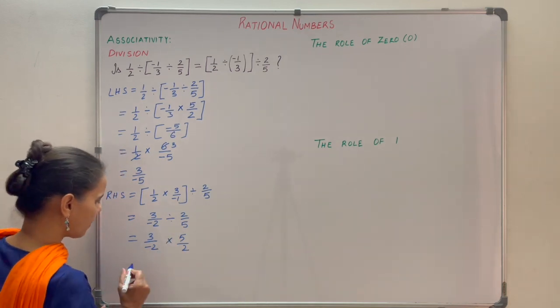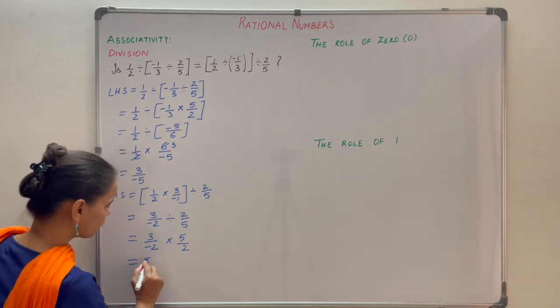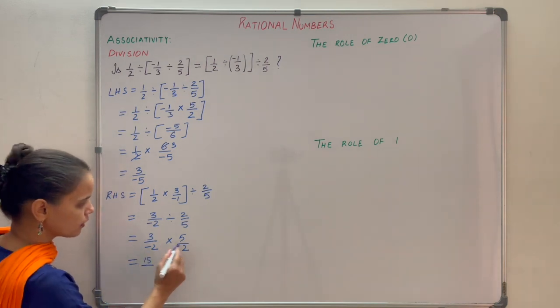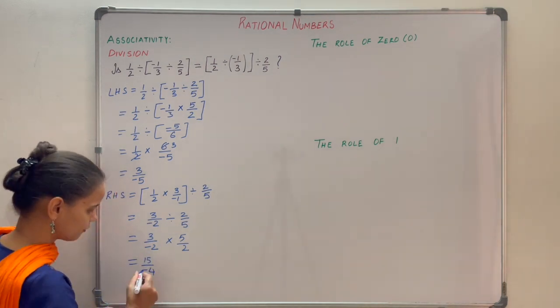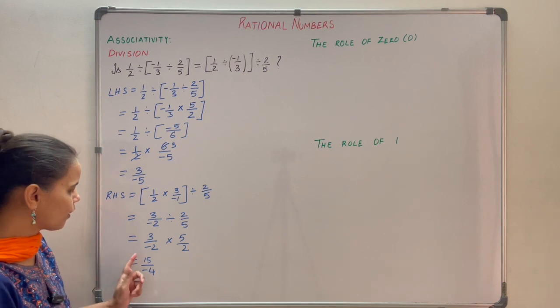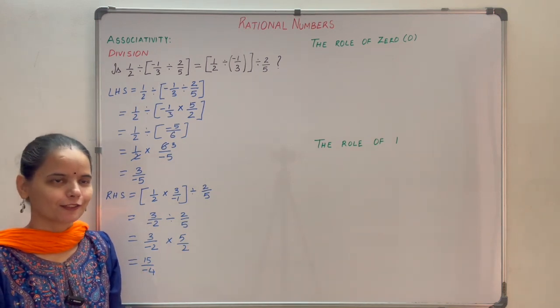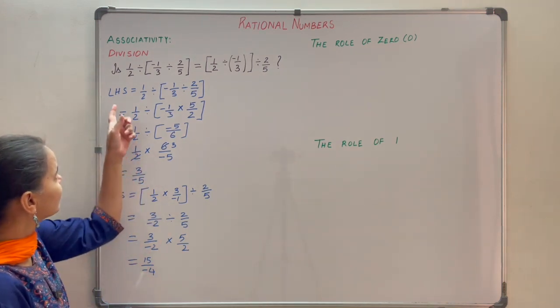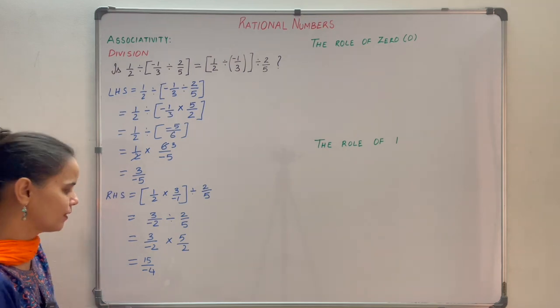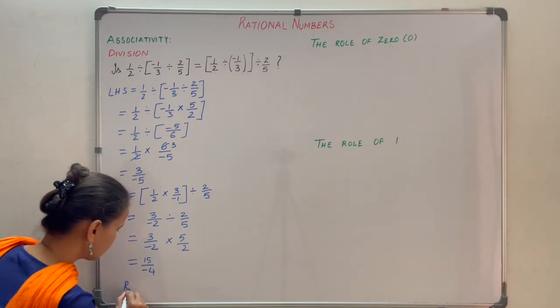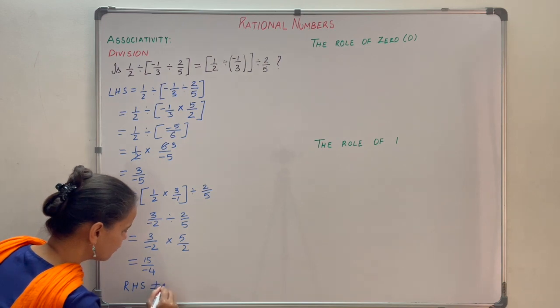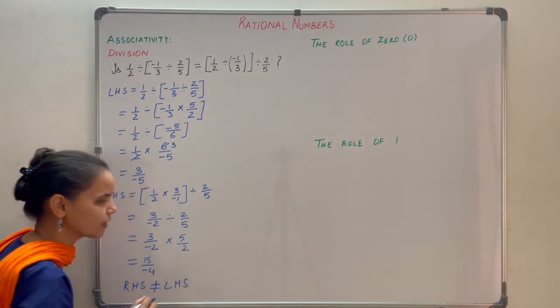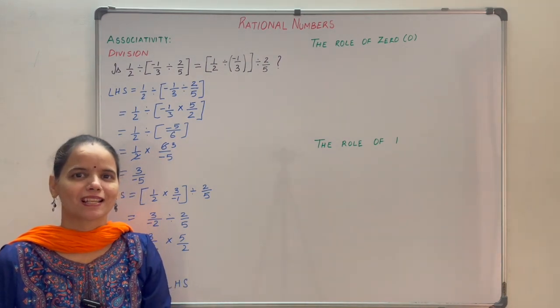So in numerator you have 3 into 5. So you get 15. And in denominator minus 2 into 2. So you get minus 4. So on right hand side you got 15 upon minus 4. So you can clearly see that left hand side is not equal to right hand side. What does it mean? It means that division is not associative for rational numbers as well.